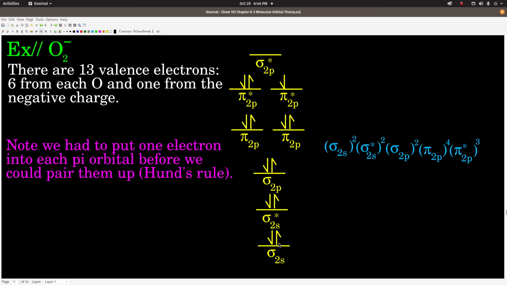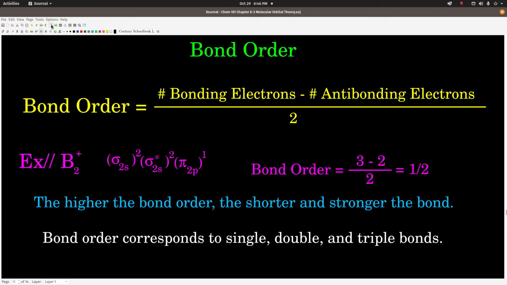So we start at the bottom, aufbau principle, no more than 2 each, the Pauli exclusion principle: 2, 4, 6. When we get here, put 1 here, 1 here, that's Hund's rule: 8, 10, then 2, 4, 6, 8, 10, 11, 12, 13. Or if we write it out like this: sigma 2s2, sigma star 2s2, sigma 2p2, pi 2p4, and pi star 2p3. That's really all there is to it, guys.